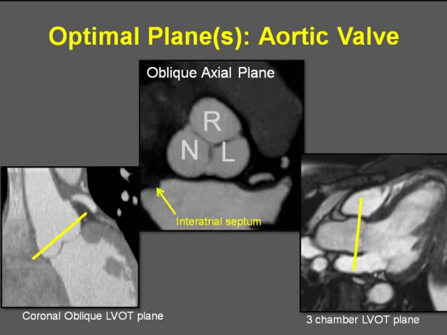So what you want to get is these kind of images. These are the oblique axial plane. And you get a nice symmetric appearance of the sinus, and you see the trileaflet valve. The way you get to these images is using the LVOT views.